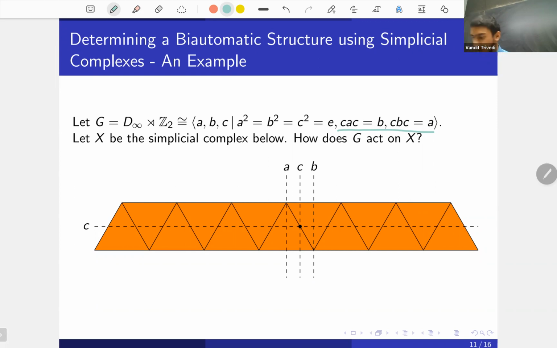I've drawn in a few dashed lines. Since each of the generators are of order 2, we can think of them as being reflections or 180-degree rotations. So we're going to think of A as being reflection in the line corresponding to A. We'll think of B as being reflection in the line corresponding to B. And we'll think of C as being a 180-degree rotation about this point, which a rotation can also be thought of as a product of reflections. So you can also think of that as being a reflection in the vertical line through that point and a reflection in the horizontal line through that point.